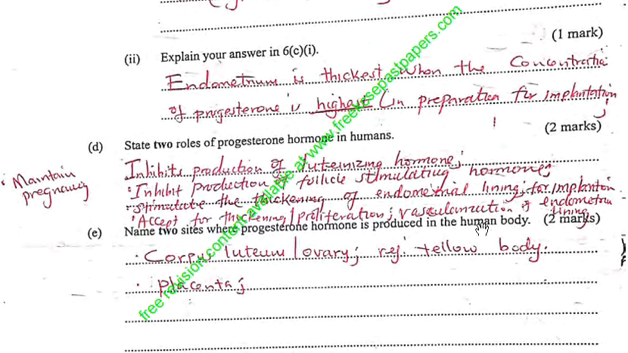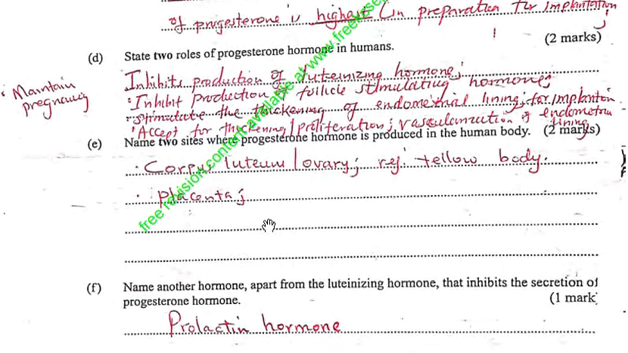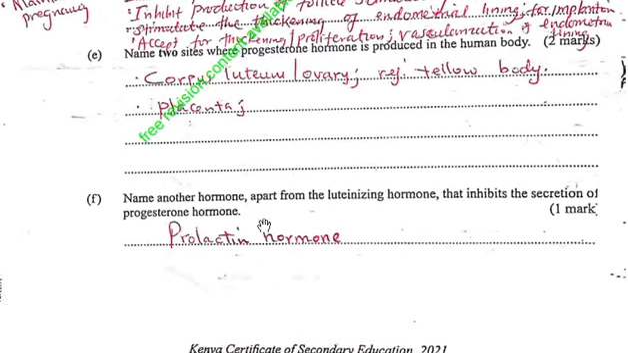Part E, name 2 sites where progesterone hormone is produced in the human body. Number 1, we have the corpus luteum, and the corpus luteum produces progesterone hormone during the menstrual cycle. Then the placenta also produces progesterone, that is when a female is pregnant. During pregnancy, the placenta takes the role of producing progesterone at the 3rd month.